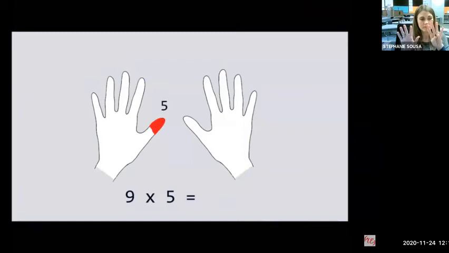Then we count the number of fingers to the left of the 5th finger. There are 4, so we put a 4 in the tens place. Next, we count how many fingers are to the right of the 5th finger. There are 5, so we put a 5 in the ones place. So our final answer is 45.